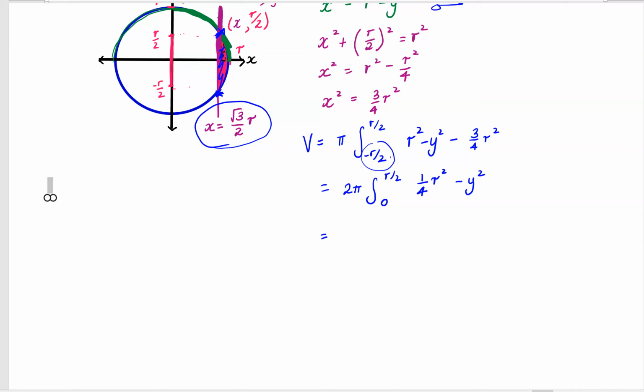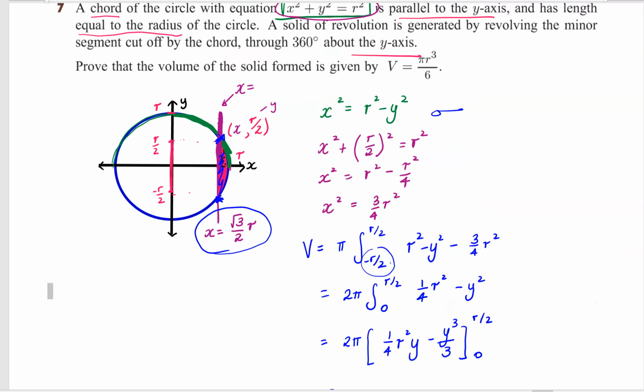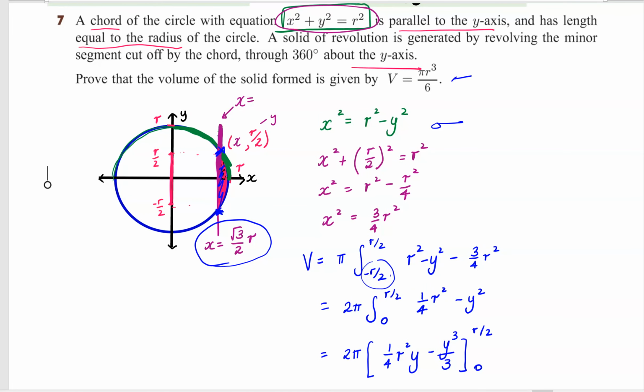That is just a constant. Okay, so when we go 2 pi, it will be 1/4 r squared y minus y cubed over 3, from r squared over 0. And we're going to substitute that in for y. So do your thing. You've got what the answer is meant to be. I think you'll be able to get it from there.